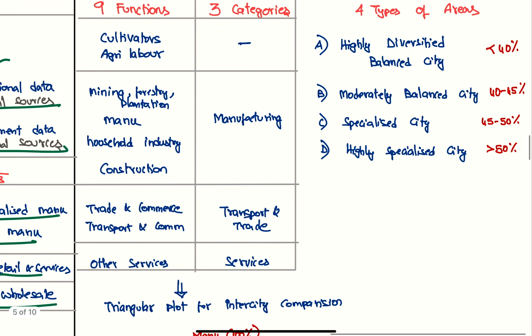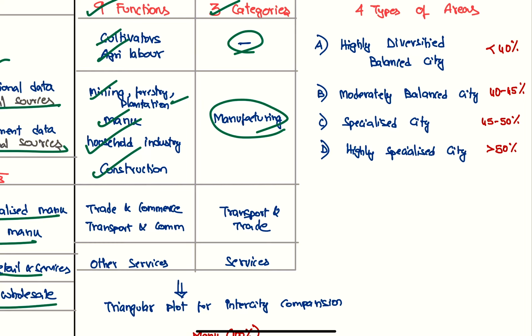So on the basis of this, he identifies 9 functions and 3 categories. First one is the cultivators and agricultural labor. It is not clubbed into any category. Next we have mining, forestry and plantation workers, manufacturing workers, household industry and construction termed into manufacturing, trade and commerce, transport and communication into trade and transport, and other services as services.